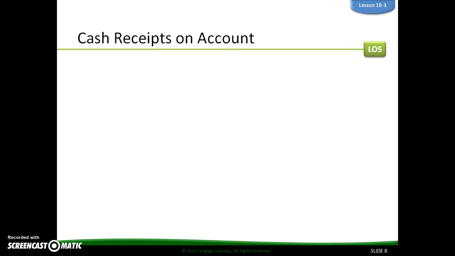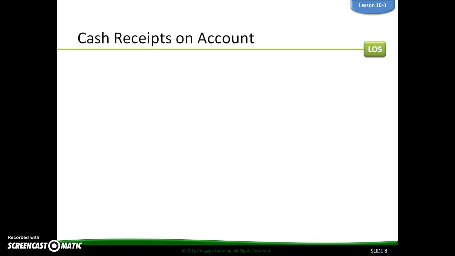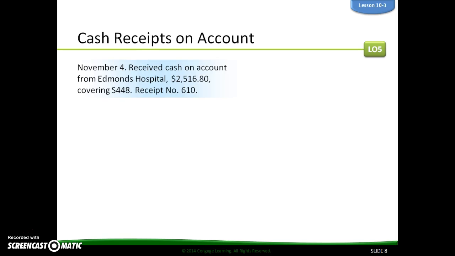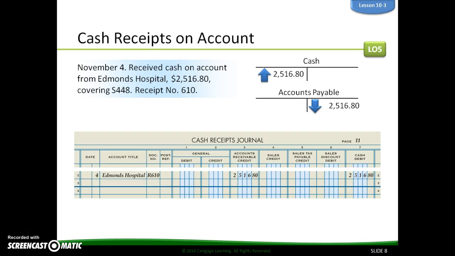Cash receipt on account. Now, the first one was for a cash and credit card sale on our cash receipts journal. Remember, that's when people pay right now. But when we receive cash on account, this is when somebody received merchandise from us previously, we sent an invoice, and now they're paying us. So we received cash on account from Edmonds Hospital, and we're going to go ahead and debit cash for $2,516.80. And then our accounts receivable is a credit, and it's going to reduce our accounts receivable.